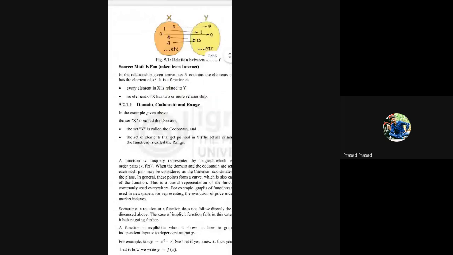So some types of functions are there. The relation between x and y, how it is related, you see. If two groups are given, x and y, they are related with each other in this form, given in a diagrammatic form. That means each element of x is related to y. If any one of the elements is left out, that means there is no relationship between x and y. Okay, so then domain, codomain and range.